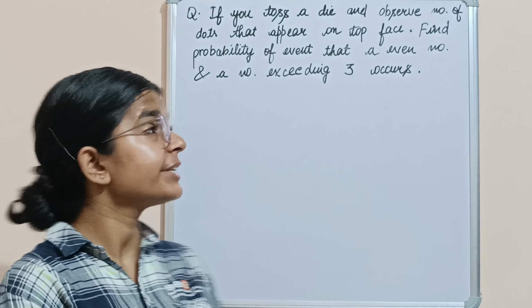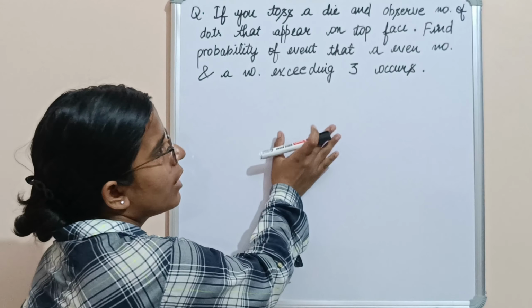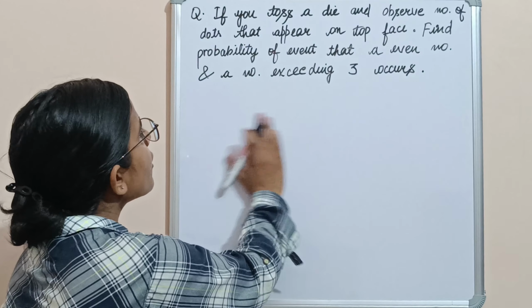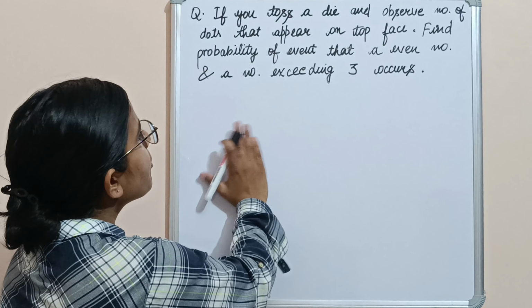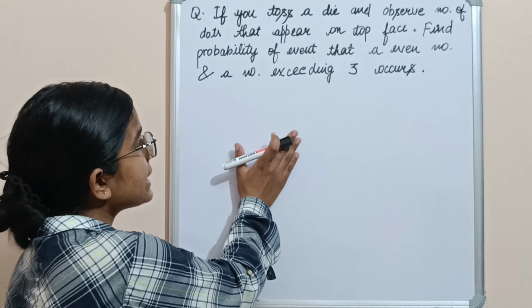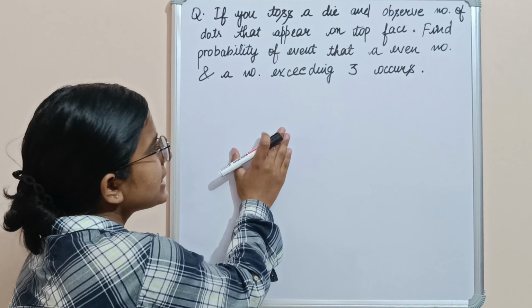Our first question is, if you toss a die and observe the number of dots that appear on the top face, find the probability of the event that an even number or a number exceeding 3 occurs.